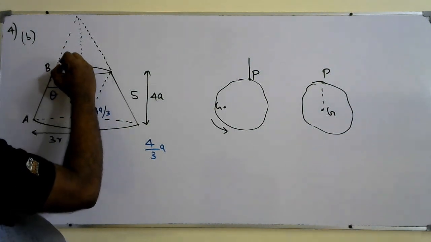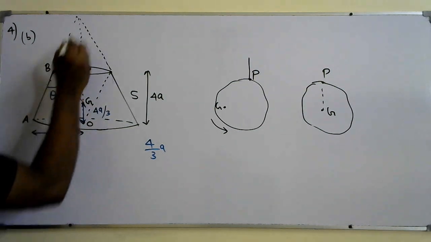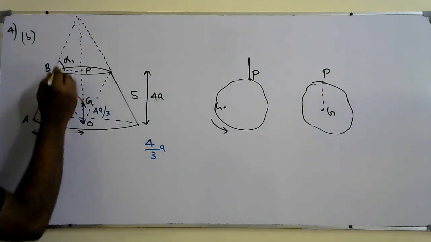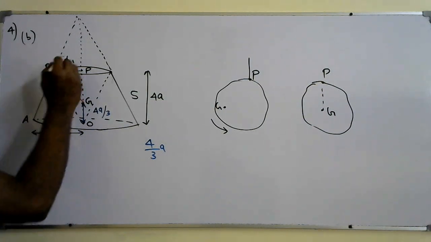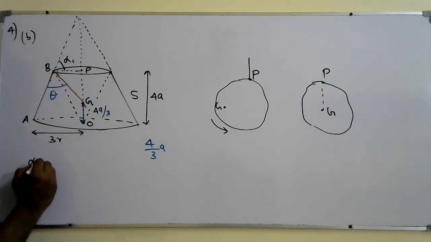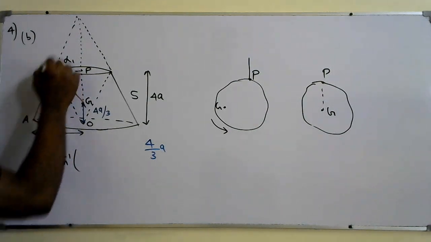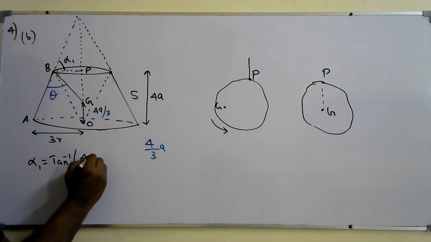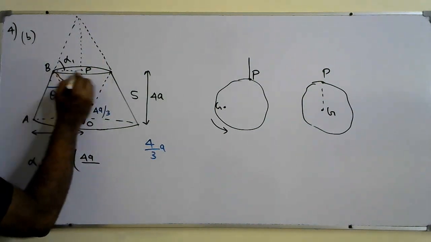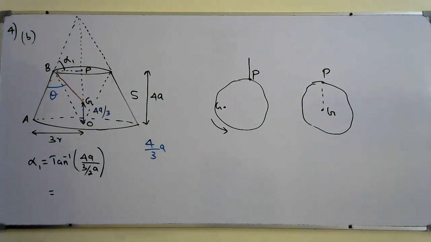So name this one alpha 1. If I find alpha 1, then alpha 1 is equal to tan inverse, when I consider this right angle triangle, opposite over adjacent, that is 4a over R1. R1 is 3a by 2. So find the alpha 1 first.